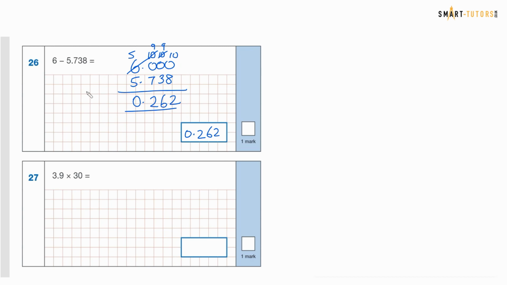Question number 27, Manasi. 3.9 times 30. So this is a decimal times a multiple of 10. So you're going to do 39 times 30. 0 times 9 is 0. 0 times 3 is 0. 3 times 9 is 27. 7 carry the 2. 3 times 3 is 9. 9 and 2 is 11. So then you add it all together, which gives you 1,170.